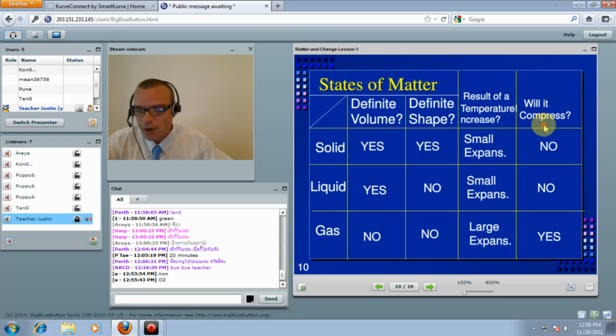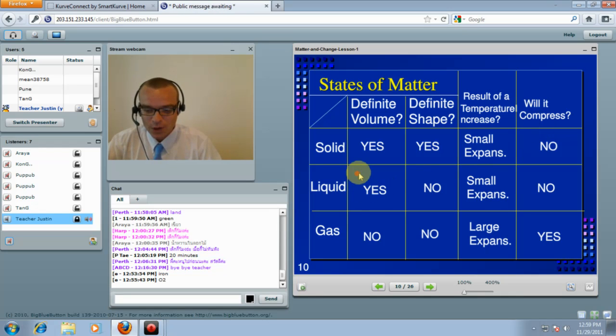Will it compress? Can you make it smaller by pressing it? If it's a true solid, I mean, I suppose you could with a lot of pressure, but a table between your hands, it's not going to compress. Same with your keyboard, unless you're really strong, you're not going to be able to compress it.